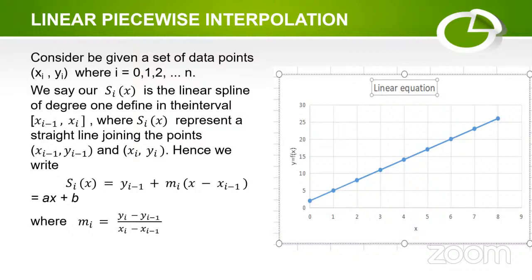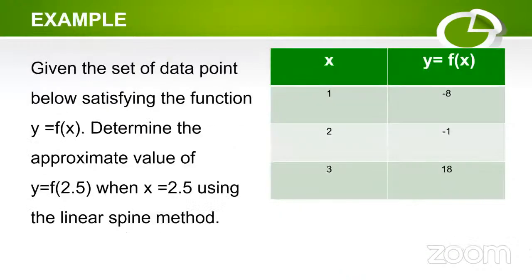So our piecewise interpolating function is given as xi of s, which equals yi minus 1 plus mi into brackets x minus xi minus 1, which is also a straight line equation, y equals as plus b. Here, m is the slope of the line, and the formula for the slope of the line is given as yi minus yi minus 1 divided by xi minus xi minus 1.